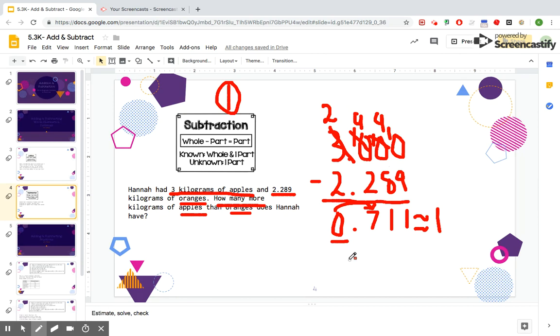So, some really important things that you need to remember when adding and subtracting whole numbers and decimals. Make sure that you line up those numbers with the correct place values. And if you need to put decimal points after whole numbers and add zeros, you are more than welcome to do that. It does not change the value of it.